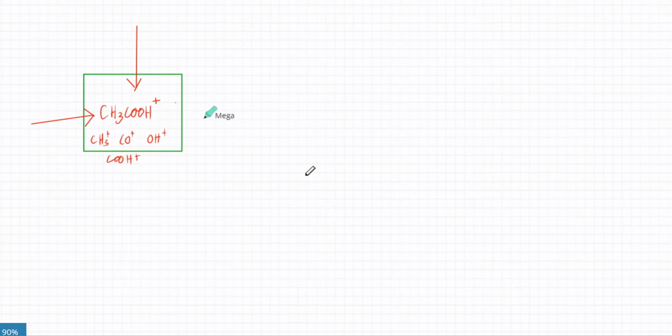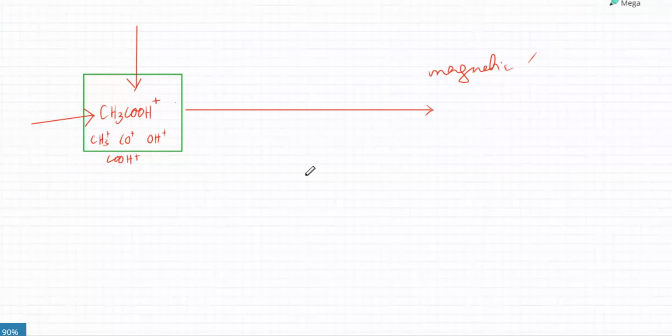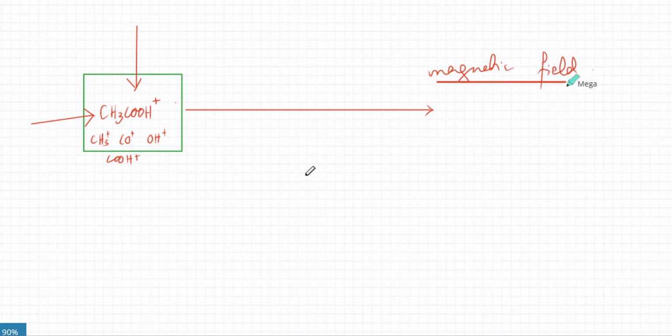You turn this into a beam and you deflect it. The beam of particles gets deflected in the magnetic field. So there's this magnetic field, which is over here. So here's your magnetic field, and all the particles charge.